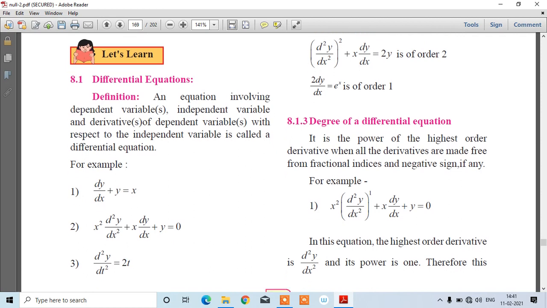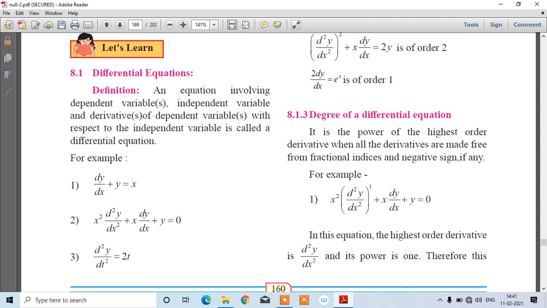Now for example, it is given here, number 1, dy by dx plus y is equal to x. This is a differential equation because it contains the derivative of y with respect to x, plus y, the dependent variable, is equal to x, where x is the independent variable. Similarly, the second one, x square into d square y upon dx square plus x into dy by dx plus y is equal to 0. This is also a differential equation.